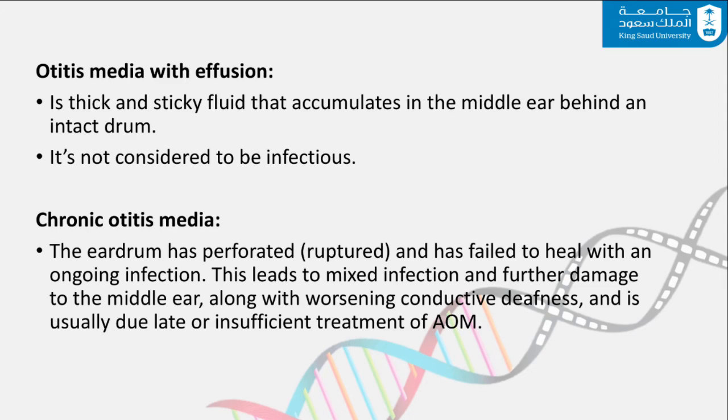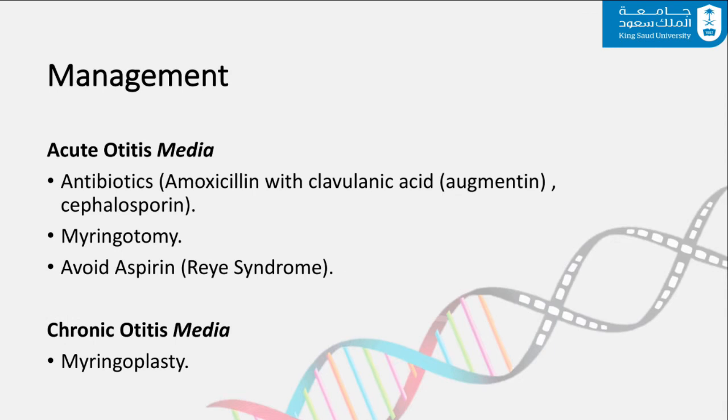Now, treatment for different types of otitis media. For acute otitis media, we usually use analgesics, but remember we have to avoid aspirin in children because of the risk of Reye's syndrome. We use antibiotics like Augmentin, which is a combination of amoxicillin with clavulanic acid, and we also use cephalosporin. And in some cases we do what is called a myringotomy, in which we create a small hole in the eardrum to either drain the pus or relieve the pressure.